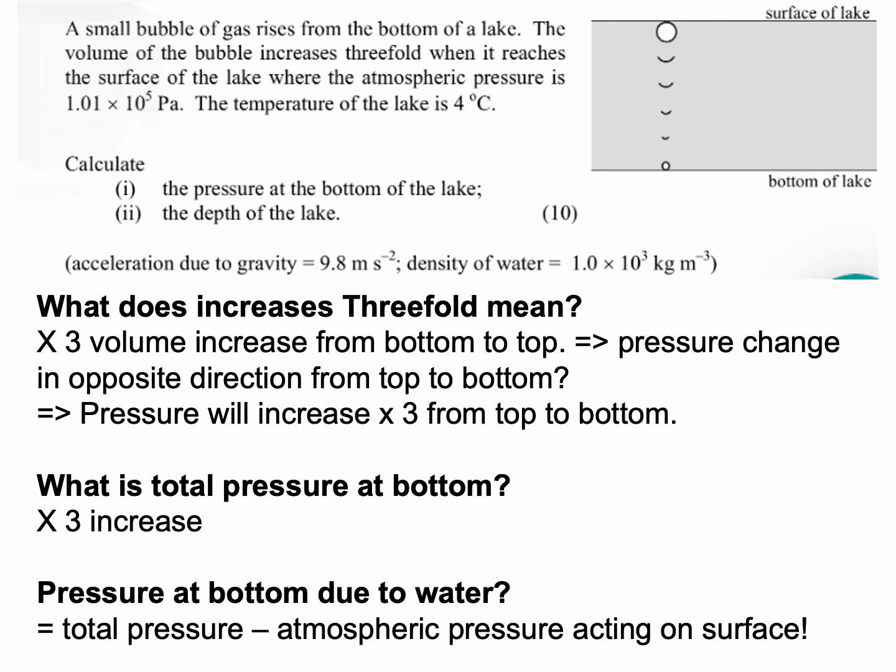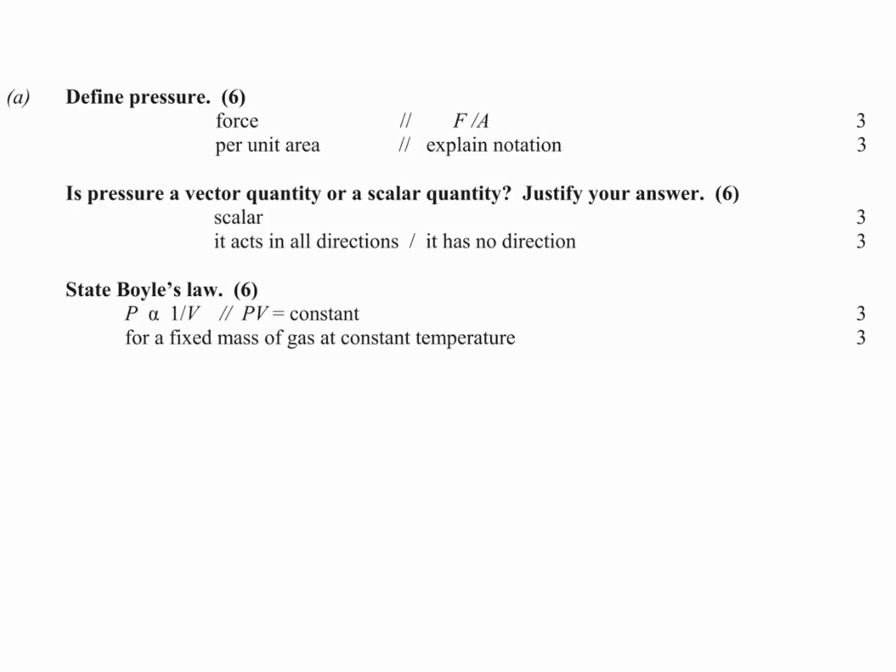There's a trick to the second part then. I gave you another hint there. The pressure at the bottom due to the water is the total pressure minus atmospheric pressure acting on the surface. So we'll look at that in a second when we look at our marking scheme. Marking scheme here, the first part we had 3 bits of theory, 6 marks each going for them.